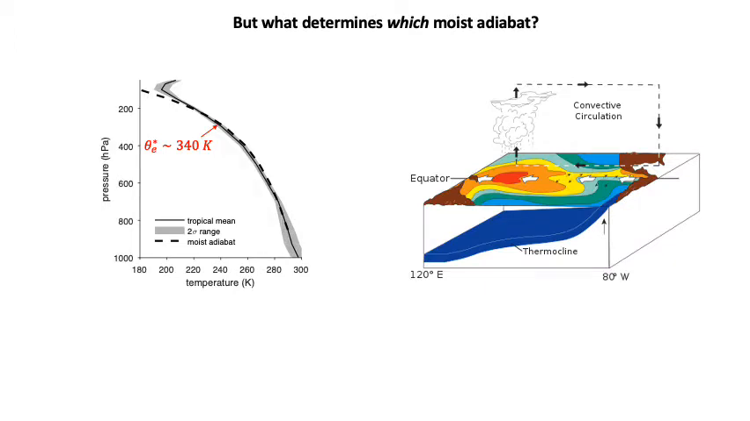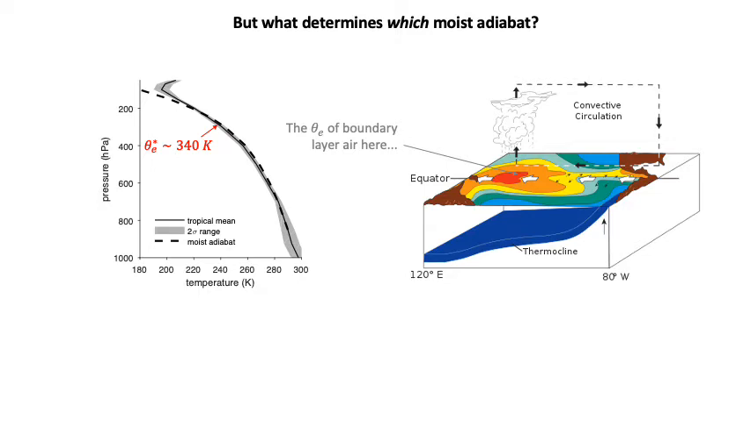So a question though is, okay, that's really fascinating, so what determines which moist adiabat? What's interesting is this specific moist adiabat plotted here has a value of theta E star of about 340 Kelvin. And we'd like to understand where that comes from, because that's really pretty important here. So where does that come from? Really, it comes from the boundary layer.